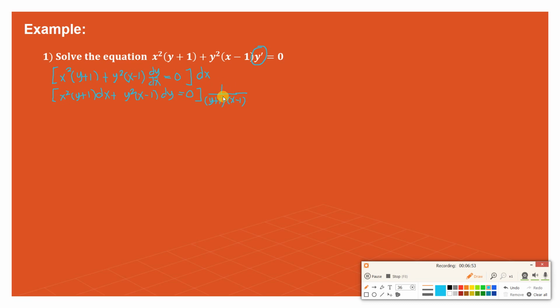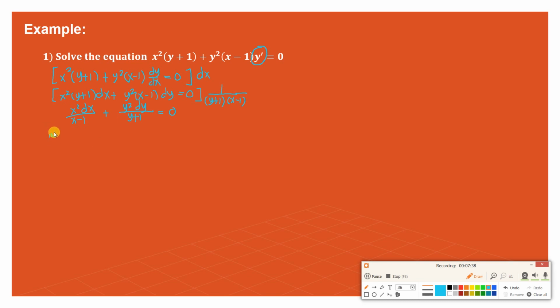So, multiplying the LCD on the first term, ay matitira na lang si x squared dx, tanggal na si y plus 1, over, meron pa siyang x minus 1. So, puro x na lang siya. Plus, sa second term, may matitirang y squared dy divided by, tanggal na sa x minus 1, may matitira pang y plus 1. Okay, equals to 0. So, we have now separated the variables. Kaya tinawag na separation of variables. We can do now the integration.